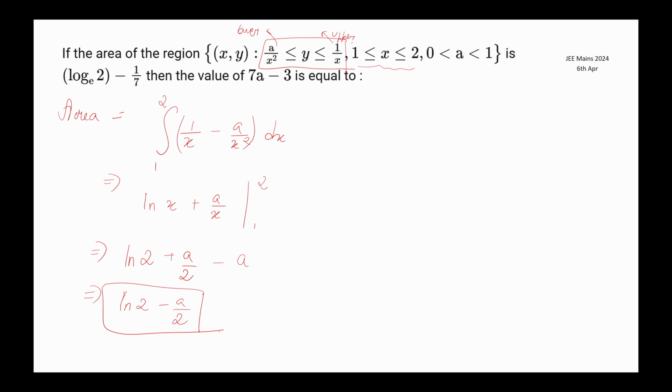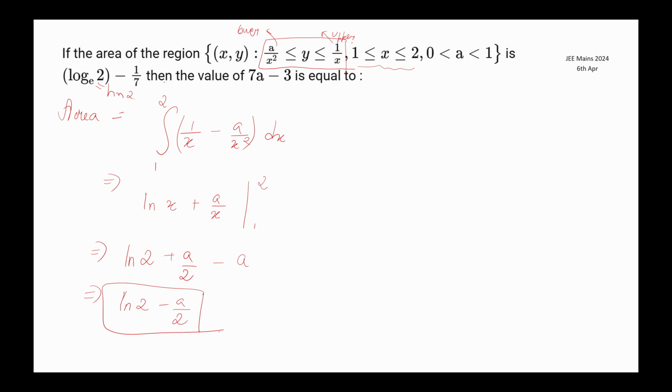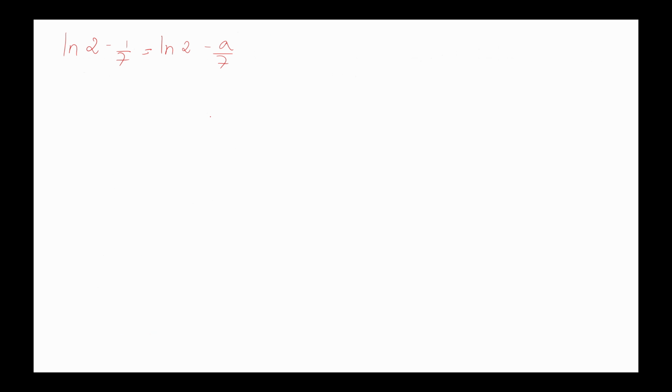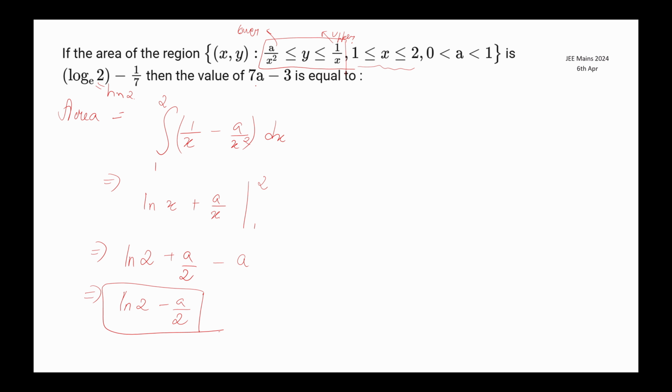This is our area. Now they've told us that this value is equal to log e 2, which can also be written as ln 2. So let us write this down. ln 2 minus 1 by 7 is equal to ln 2 minus a by 2 that we just calculated. So from here what do we get? ln 2 cancels, the minus cancels out, so a is equal to 2 by 7. So we found the value of a.